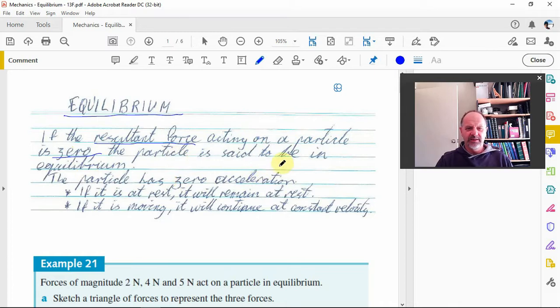And as it says here, it will have zero acceleration. If it has zero acceleration, that means one of two things. If it's at rest, it stays at rest. And the other thing is, if it is moving, it continues at constant velocity.